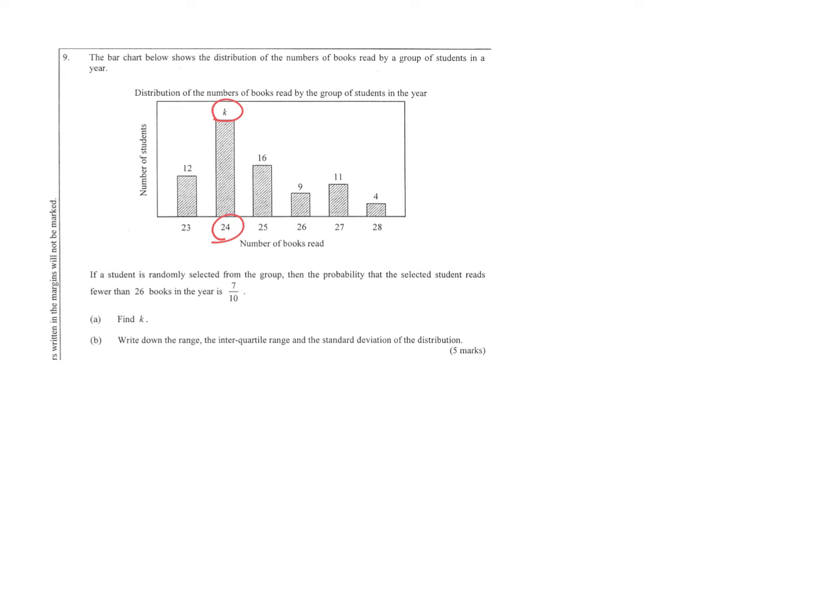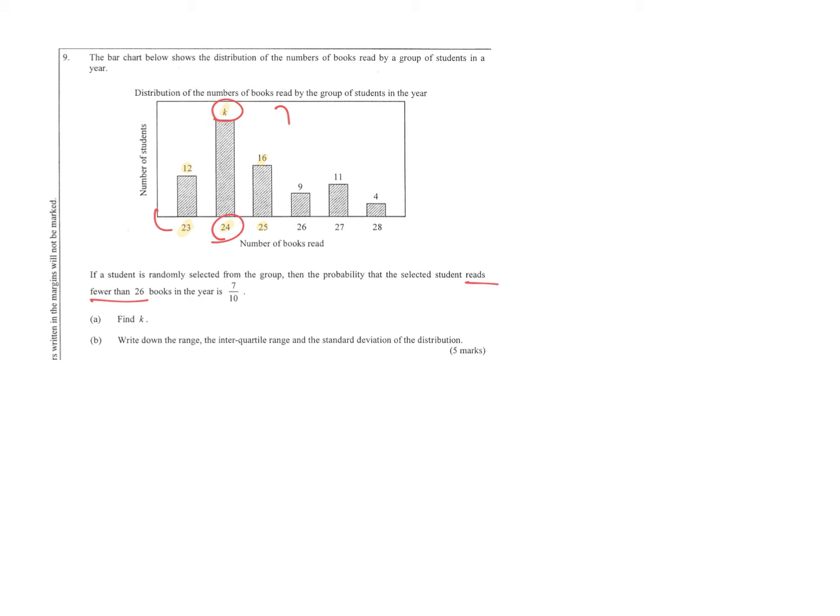First of all, we know that the probability that the selected student read fewer than 26 is 7/10. That means fewer than 26 including 23, 24, 25 books, right? So the number of students here should be 12 plus k plus 16.